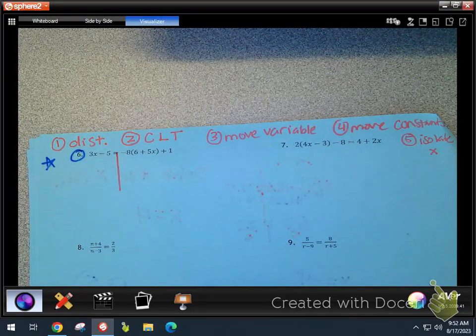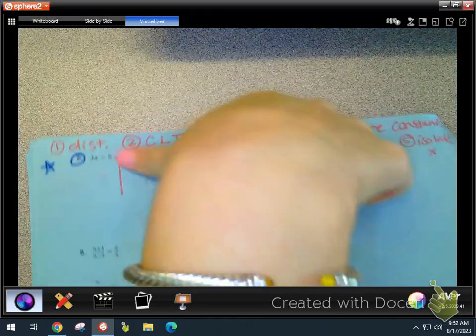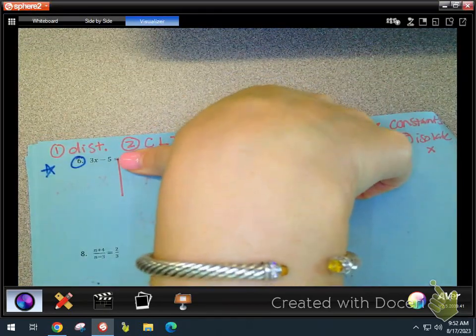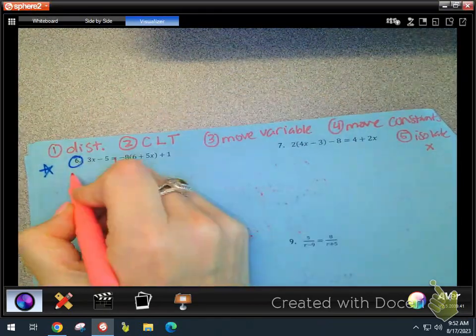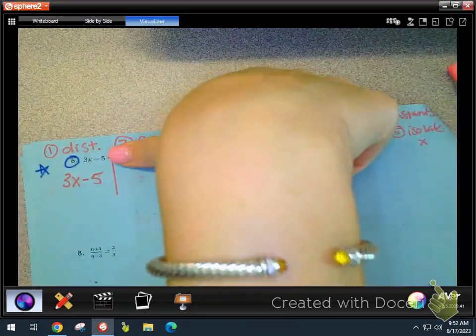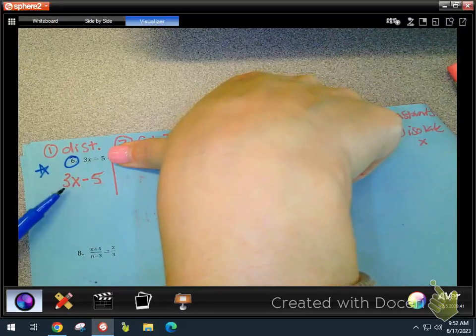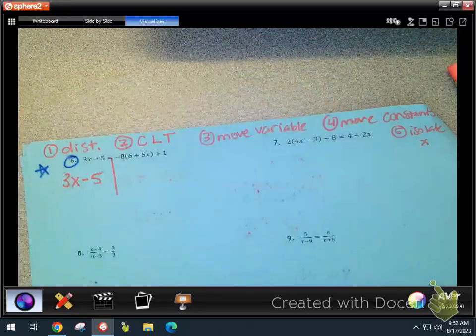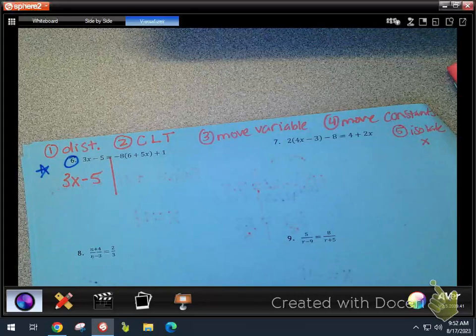Do I need to distribute on the left? No. I'm going to write it down: 3x minus 5. Don't need to distribute anything. Do I have any like terms on the left? Why are 3x and negative 5 not like terms? What does the 3 have? An X. What does the 5 not have? A variable. It doesn't have an x. Okay, so there's nothing to do on this side.